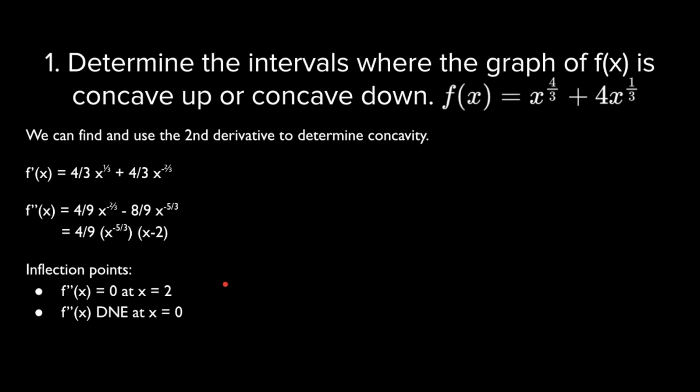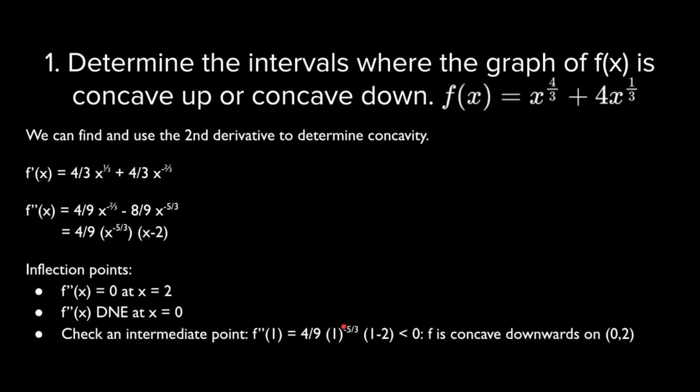And now that we have both our inflection points, we can determine the concavity between them, using a point between these two inflection points. So between 0 and 2, we have 1. So we can plug 1 back into the second derivative. And once we plug in 1, the output is less than 0. So we know that f is concave downwards. If the output was greater than 0, then the function would be concave upward.